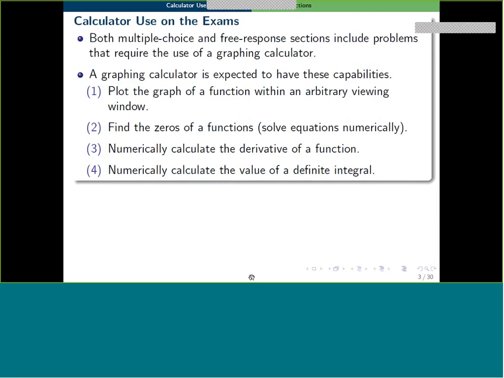So the calculator use on the exams. As all of you know, both multiple choice and free response sections include problems that require the use of a graphing calculator. And these 4 capabilities have been around for probably over 20 years. And they are, of course, plot the graph of a function within an arbitrary viewing window, find the zeros of a function, but more generally, we want students to be able to solve equations numerically, calculate the derivative of a function, and finally, numerically calculate the value of a definite integral. So once again, I'm going to try to hit all 4 of these and tie these together with AP free response questions and TI technology.